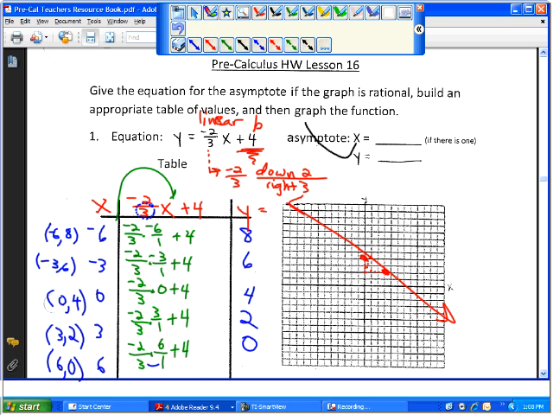So we're not dealing with a rational graph, so we weren't concerned with the asymptotes. Any questions on that? Okay. Very good.